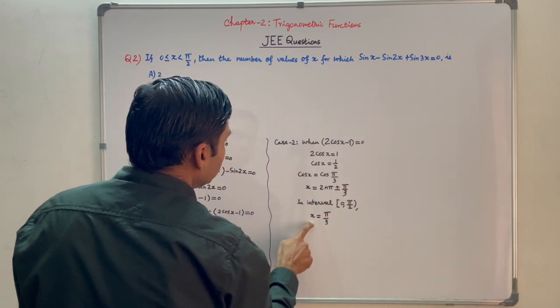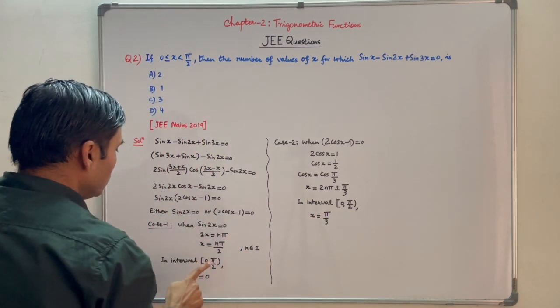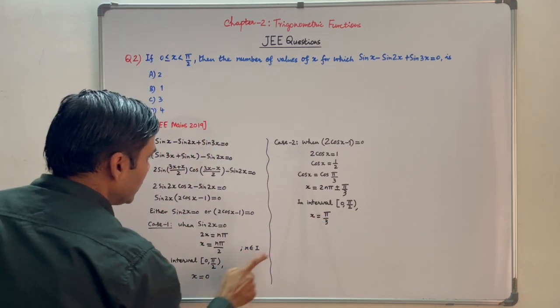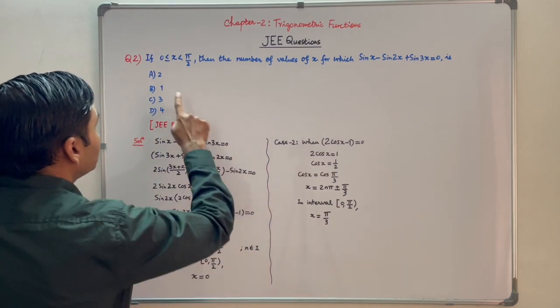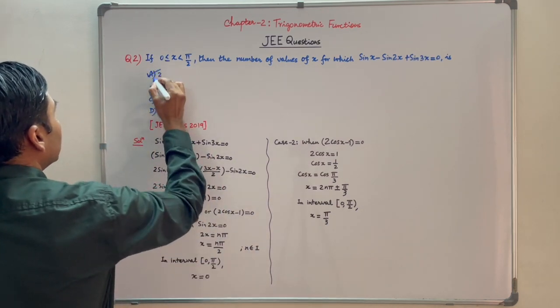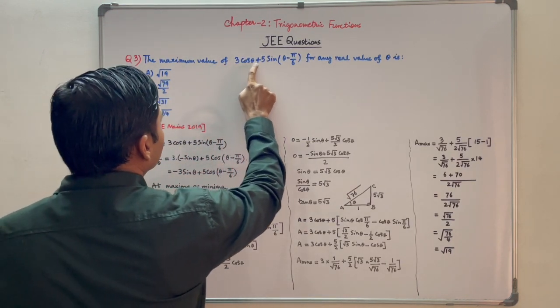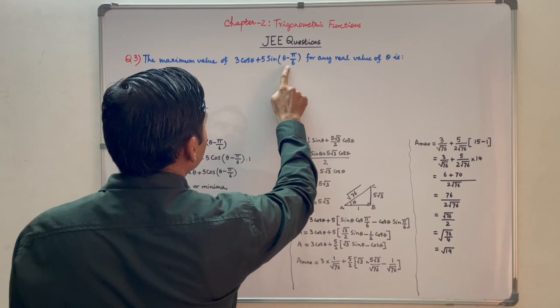So there is only one solution in this interval, x is equal to pi by 3. So total solutions are 2, one from here, one from here. So number of solutions are 2. Answer is option A.